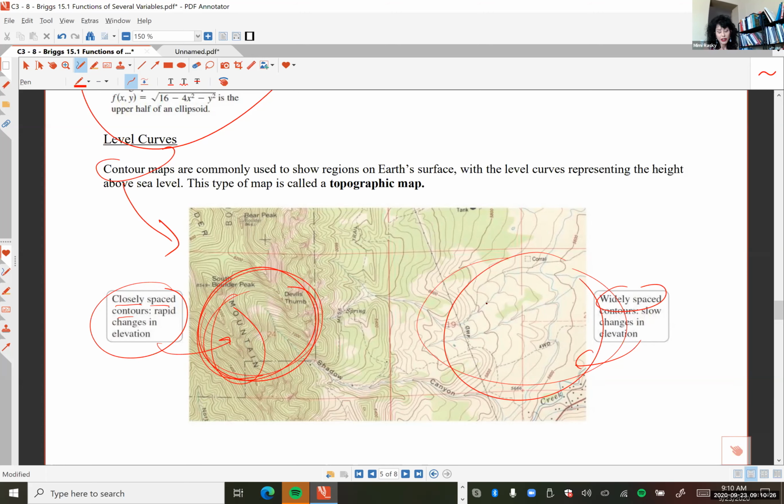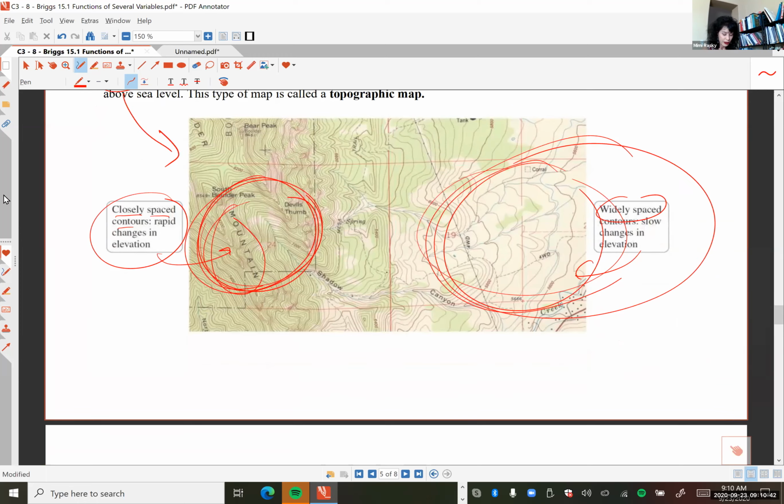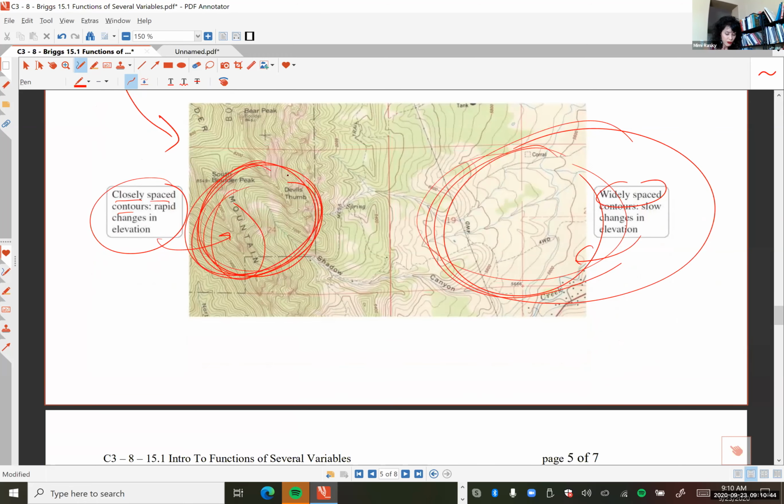So if you're going to do some hiking and you're not very physically fit, you might want to choose this area here where the elevation changes quite slowly. On the other hand, if you like to get your butt kicked and do a serious hike with lots of hills and mountains, then you want to go over here. Okay, so that's sort of the idea.